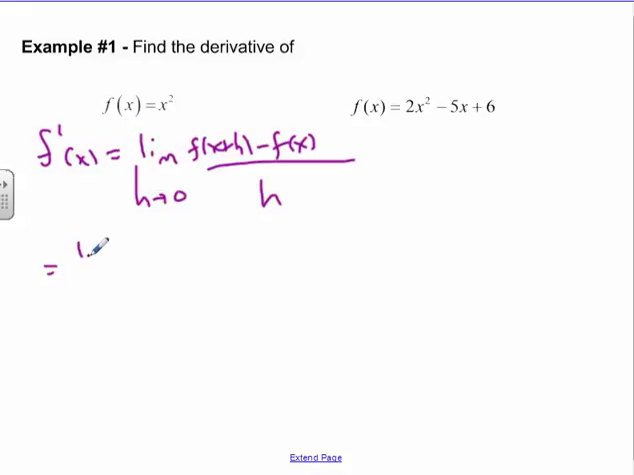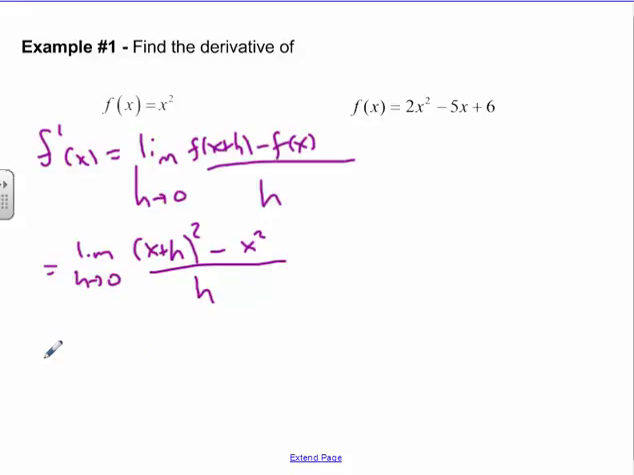I'm not able to plug in h as 0 just yet. That's not valid, because obviously I can't divide by 0. The denominator can't be 0. But what I can do is work with the equation. So the equation is going to be f of x plus h. Well, that just means (x plus h) squared, right? I'm just taking the x plus h and plugging it into the function. And then I have to minus f of x. Well, f of x just means x squared, right? Because the function is just x squared, over h.